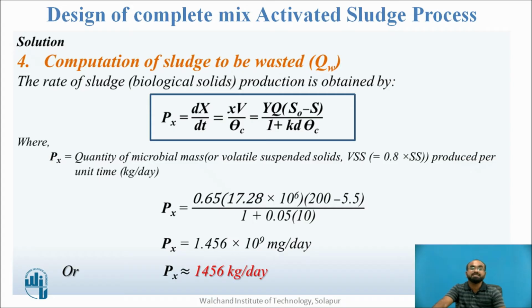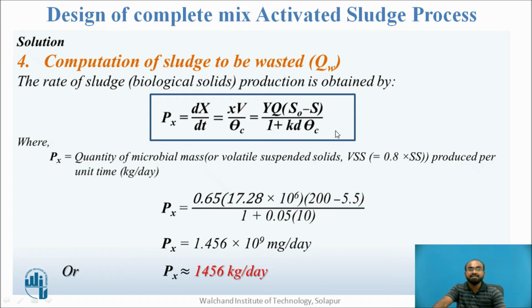The rate of sludge, that is our biological solids, production will be obtained by an equation, that is Px is equal to dx by dt, which is also represented by xv by theta c. It can also be represented as yq in bracket s0 minus s divided by 1 plus kd theta c. If you can understand how this part of the equation is coming, basically I am using the same equation which I had used for the calculation of volume in step 3. Fine, I am just putting the value of xv here, by which I will get this part.